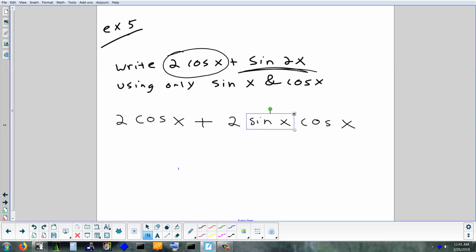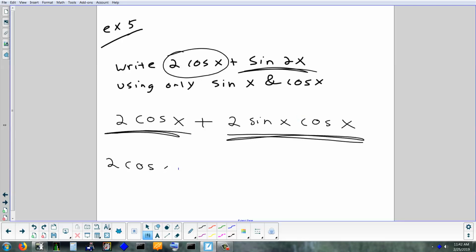So every number in front of the x is a 1. That's good. What do both of these have in common? Here and here. They have a 2 and what else? Cosine x. When you have two terms that have the same thing in common, what can you do? It's like the opposite of distributive property. Begins with an F. Well, FOIL is distributive property, so the opposite, factor. We're going to factor out 2 cosine x.